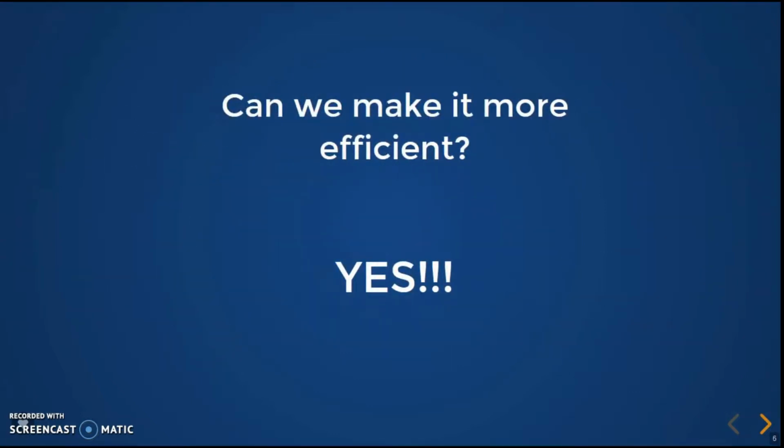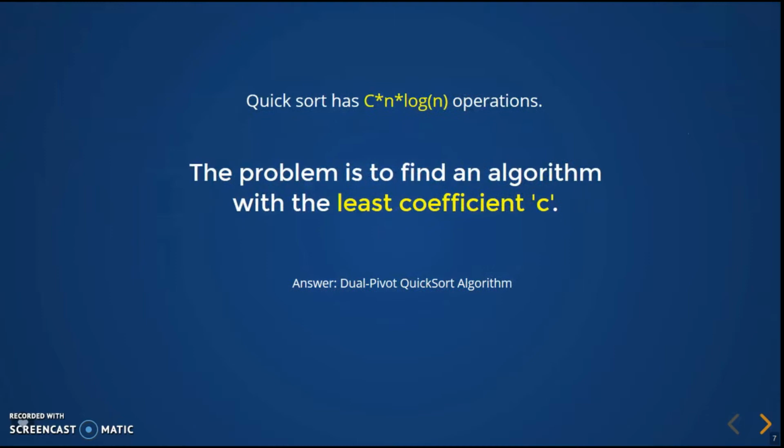So can we make it more efficient? Yes, we can make it more efficient, and let's discuss how. QuickSort basically takes C n log n operations. The problem is to find an algorithm with the least coefficient C, because for larger values of C, the QuickSort algorithm will take a large time. So the answer we have found is the dual pivot QuickSort algorithm.